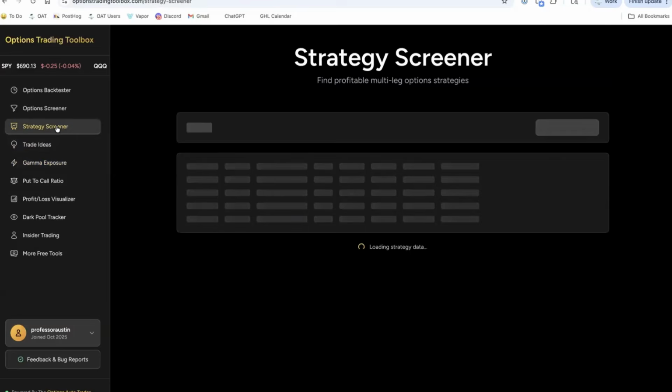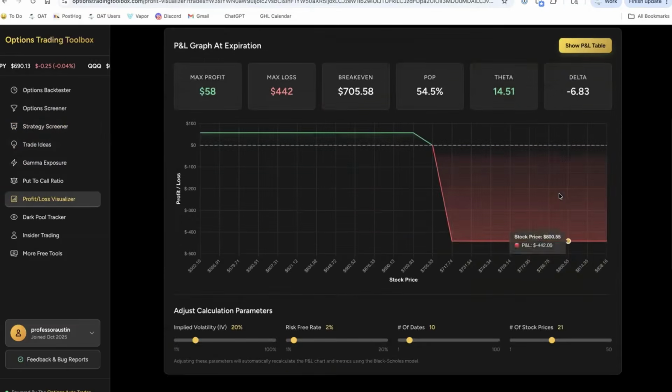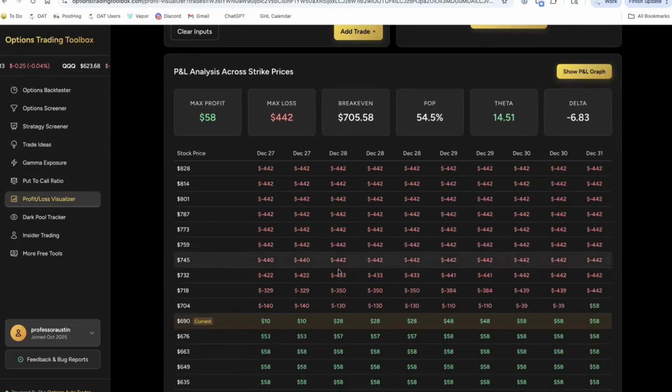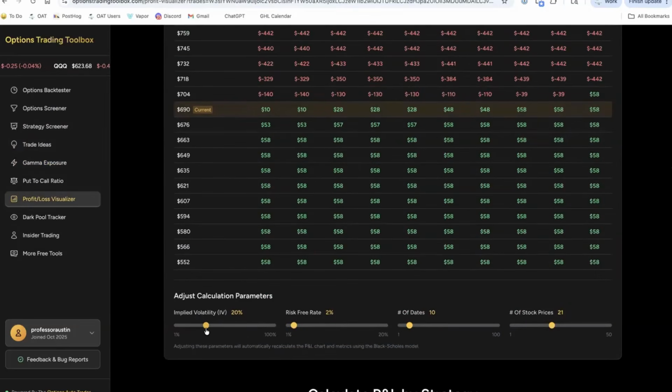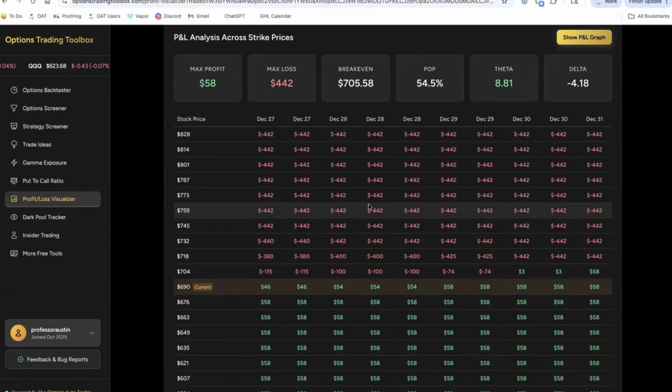Cool. You bump over to the strategy screener. You look at a call credit spread trade like this, 11% return on capital. Perfect. This might be the good trade. Let me visualize it. You click on visualize, and now you can see what is my max loss, my max profit. How does it play out? Maybe I want to see how it is going to be impacted if volatility rises, if volatility decreases. And now just look at that. We found a very good trade all in one little go, right?